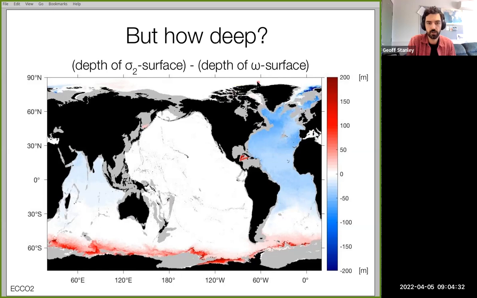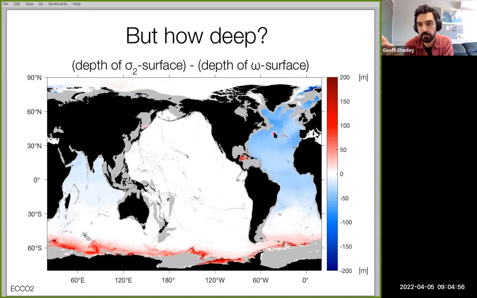And here I'm showing you now the depth difference between that last one, sigma-2, and a very accurate one that we'll discuss in detail called an omega surface. So it's a different class of approximately neutral surface that's actually a lot more neutral, close to neutral. So I made the surfaces have the same depth at a point in the equatorial Pacific here, but then elsewhere they'll diverge by quite a lot, say up to 200 meters or so.